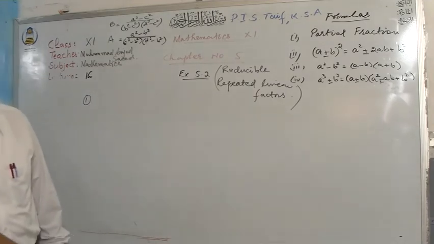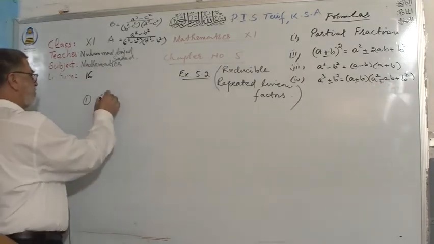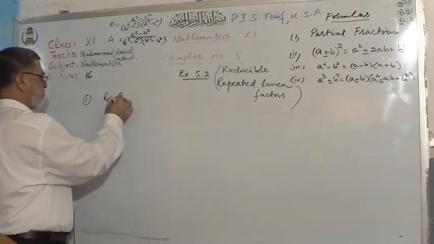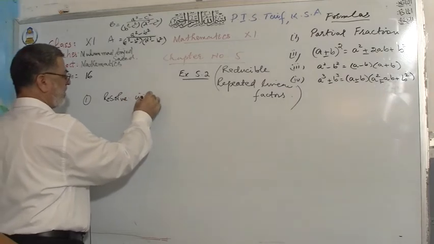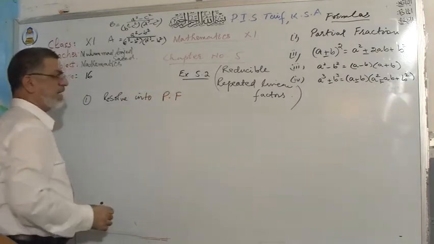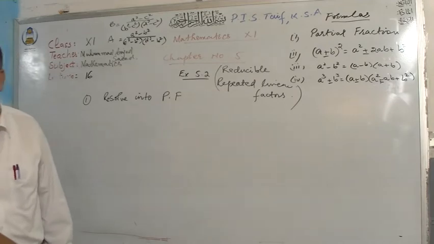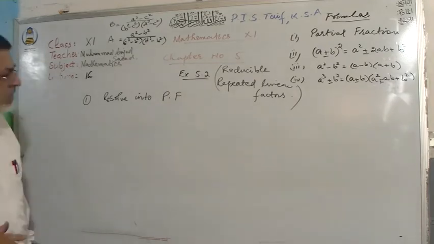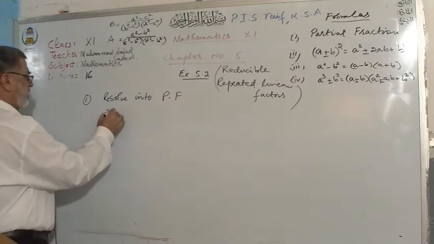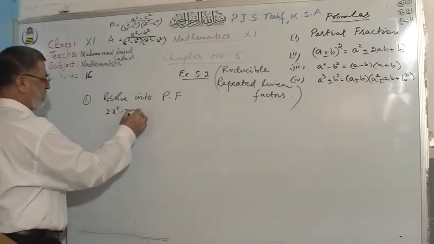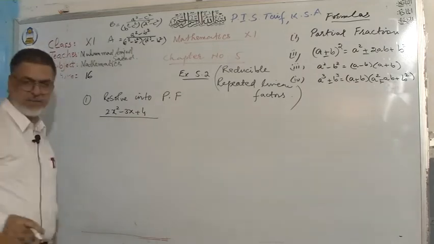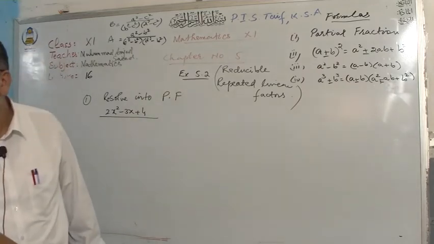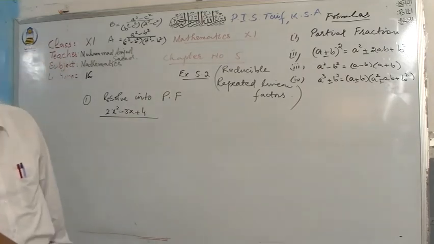Resolve into partial fractions. You have, question number 1, 2x square minus 3x plus 4 over x minus 1 whole cube.